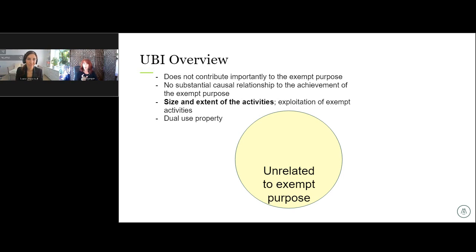And finally, we have dual use property. Just because you have a field house that you're using for your exempt activity doesn't mean it's all exempt. If you're then renting it out for weddings, corporate events, family reunions, things like that that aren't related to your exempt purpose, you have a dual use facility, and we have to split the expenses and capture the income that's unrelated.